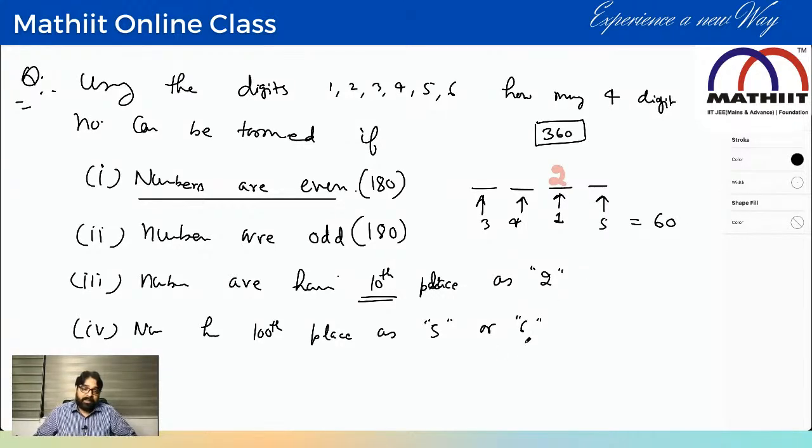And the 100th place is 5 or 6. So first we fill here. This place can be filled in 2 ways, either 5 or 6. The rest remains the same, 3, 4, 5. So 2 into 60, 120. So finally your answers are 180, 180, 60, 120.